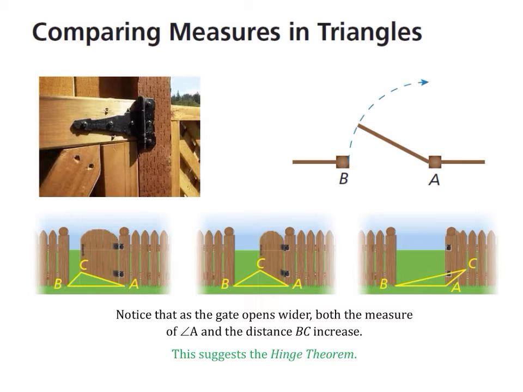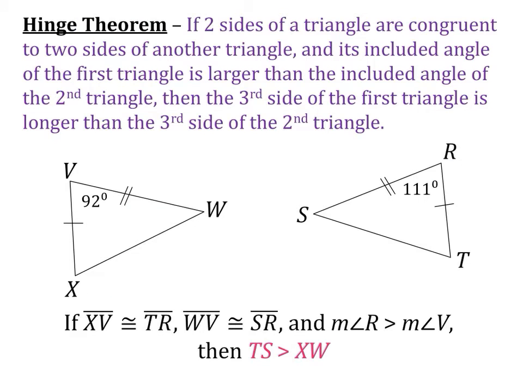And notice that as the gate opens wider, as we can see in the middle picture, both the measure of angle A and the distance BC increase. And you can see by the third image, when the gate is completely open, the angle A is larger than in the middle picture and even larger than the first image, and so is the length of BC. This suggests the Hinge theorem. So let's get familiar with the Hinge theorem.